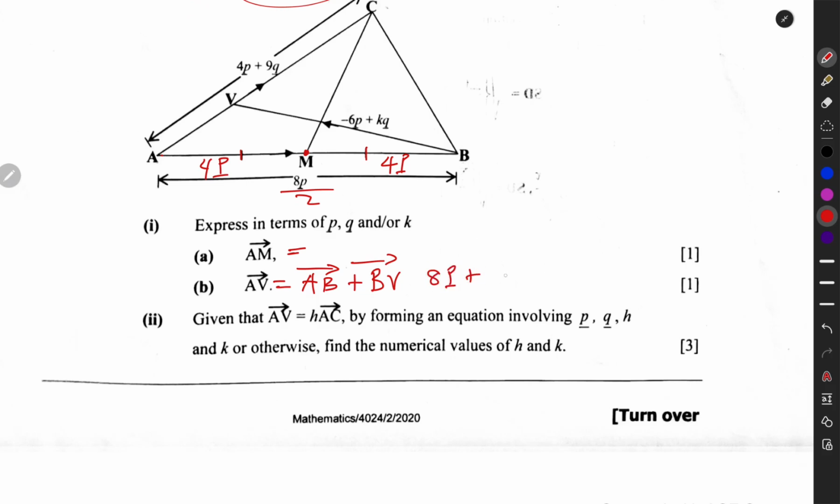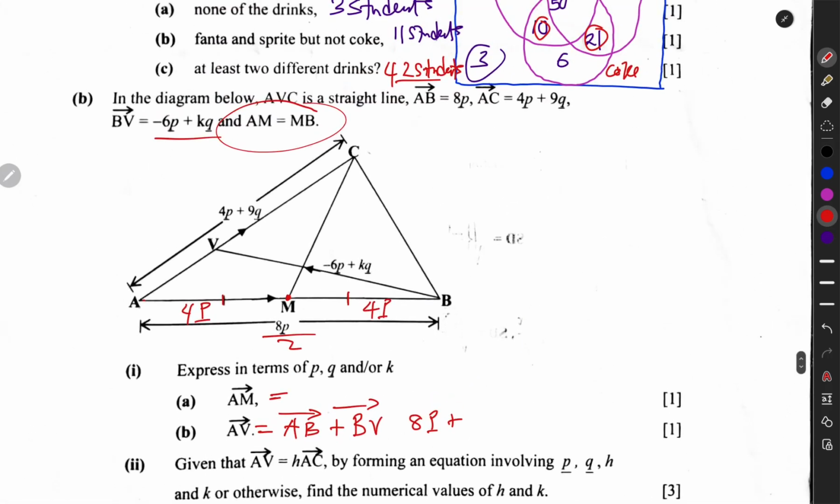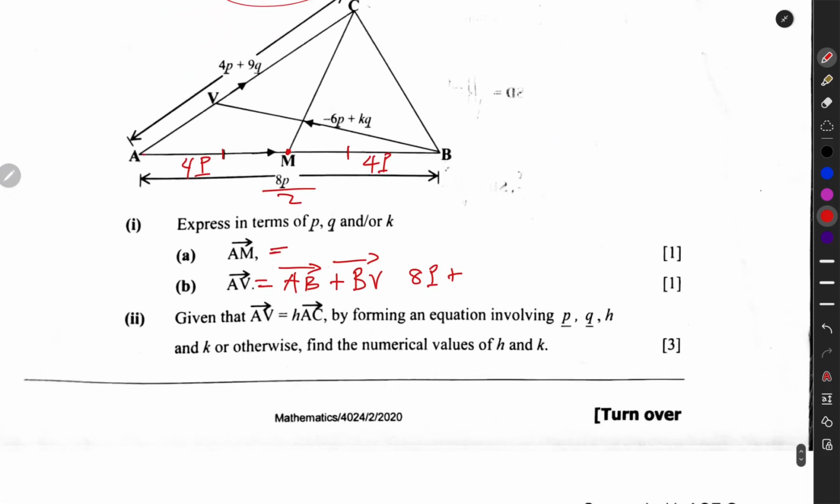Then plus, do we have BV? Yes, we have BV. What are we told here? Here we are told BV is equal to, I'm just going to pick it the way it is, negative 6P plus KQ. If we do the addition here, P and P are like terms, so we remain with 2P, then plus KQ. So that will be our final answer.